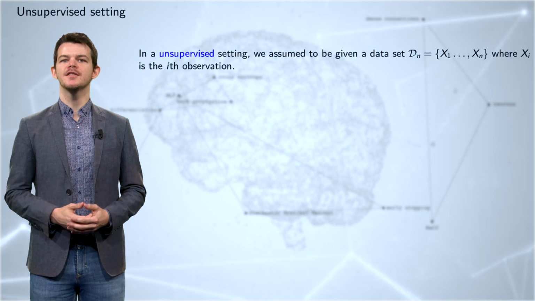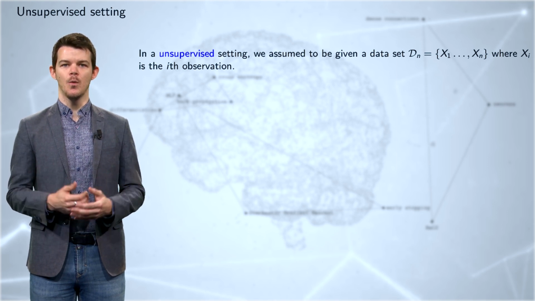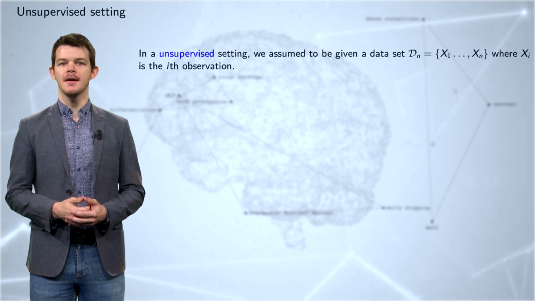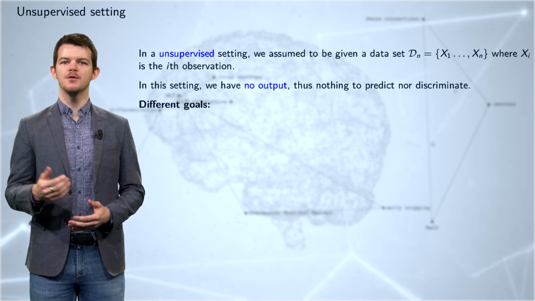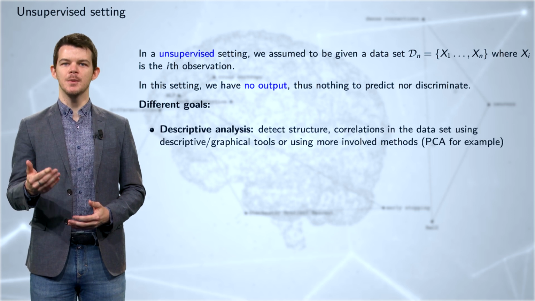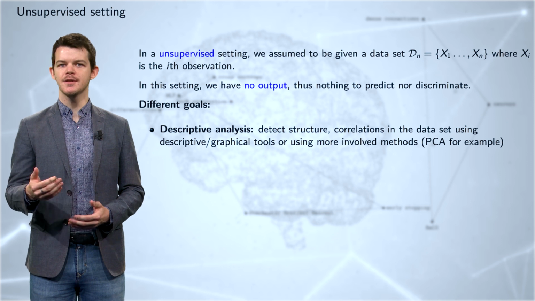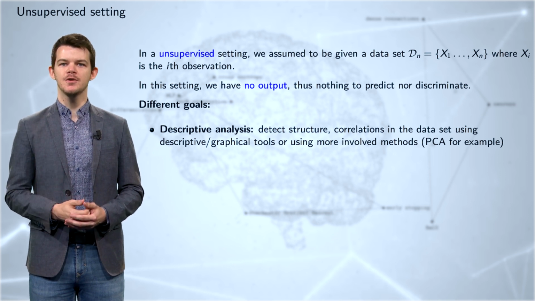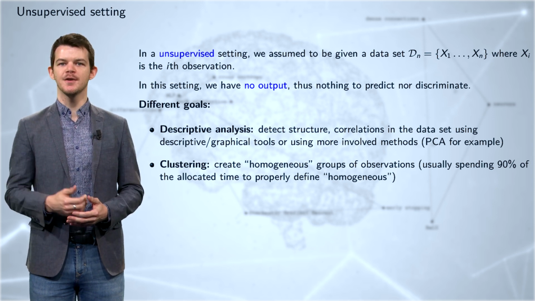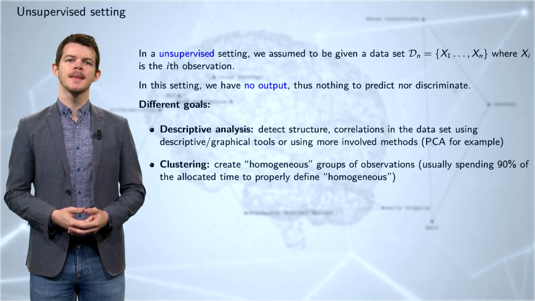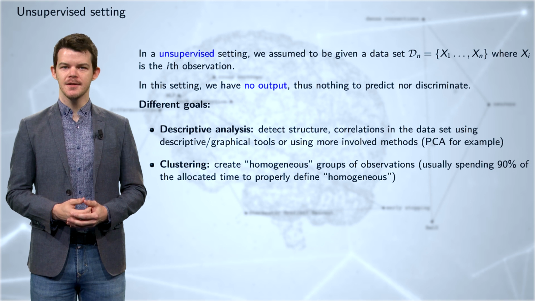So this was for the supervised setting, but we will consider more frequently in this session the unsupervised setting. Recall that in an unsupervised setting, we assume to be given a data set Dn composed of x1, x2 until xn, where xi is the ith observation. There are no labels in this framework. There exist many different goals in unsupervised learning. You can use descriptive analysis in order to detect structure, correlations in the dataset using descriptive graphical tools or using more involved methods such as PCA. You can cluster your individuals to create homogeneous groups of observations, usually spending a large amount of time to properly define homogeneous. The last two goals are our major concerns in this session.